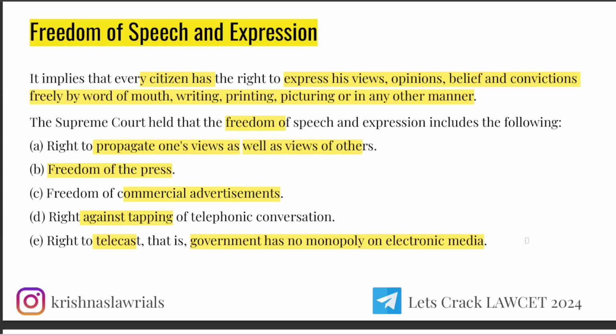Here what they are saying is everyone has the right to telecast and the government is not the monopoly. In previous years we had only Doordarshan as our channel, but now we have multiple channels and multiple social media entertainments. So here the government is no more a monopoly. Monopoly, for your information, means a particular company which rules the whole market or whole industry. If you say railways, in railways the government has a monopoly.